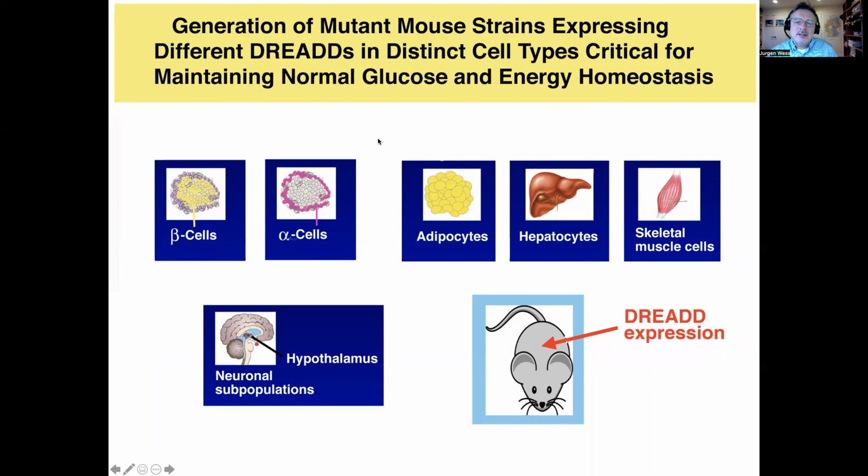Shown here are the different metabolically important cell types that we have targeted by DREADD technology in the past. Today, I will present some recent work that deals with the role of GPCR signaling in alpha cells of pancreatic islets.